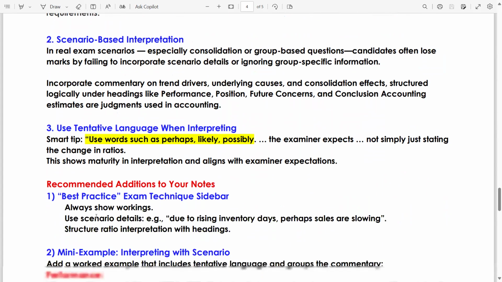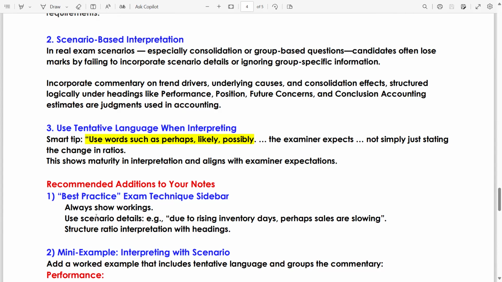Number three, use tentative language when interpreting. Smart tip: use words such as perhaps, likely, possibly. The examiner expects not simply just stating the change in ratios. Okay, guys, this shows maturity in interpretation and aligns with examiner expectations.